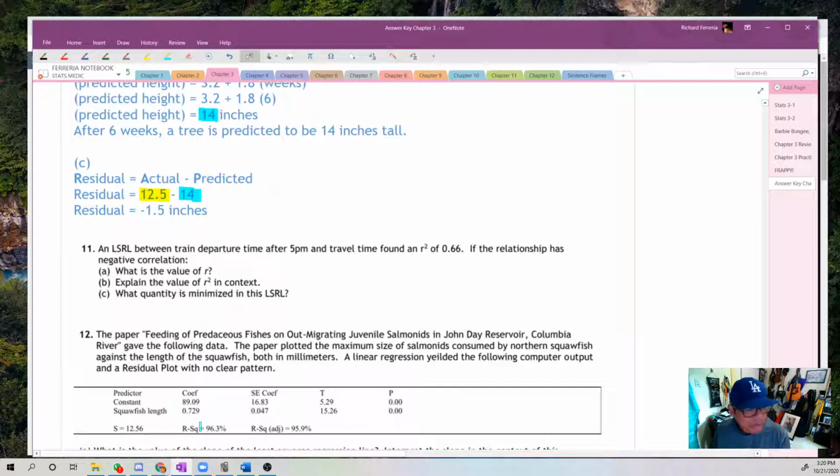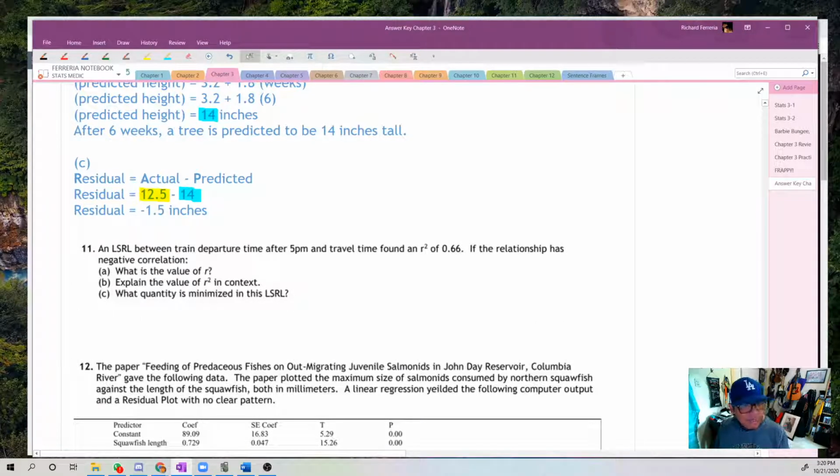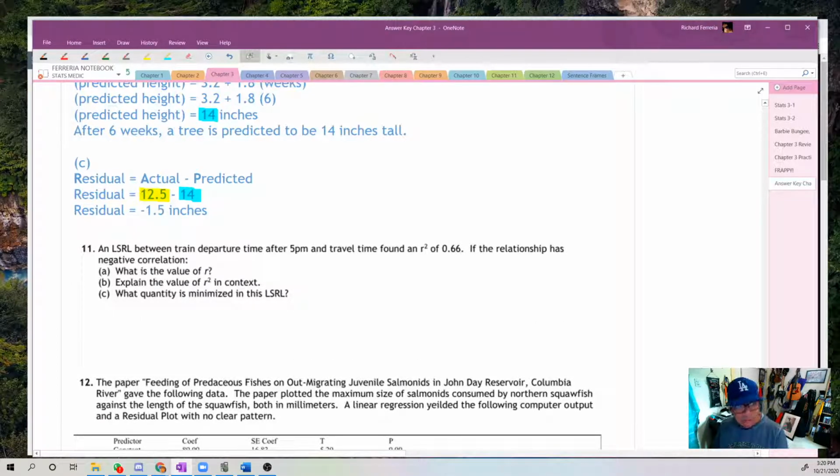An LSRL between train departure time after 5 p.m. and travel time found an R-squared of 0.66. If the relationship has negative correlation, okay, so negative correlation means that the slope of the regression line is negative. So what is the value of R? Well, R is just going to be the negative of the square root of 0.66. Now that's negative because of the negative correlation. And that gives me negative 0.8124.